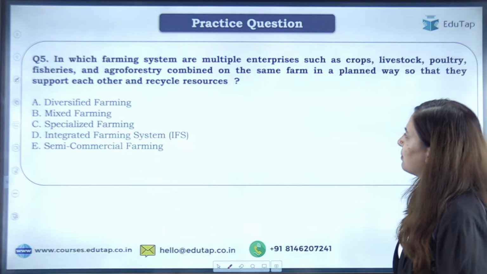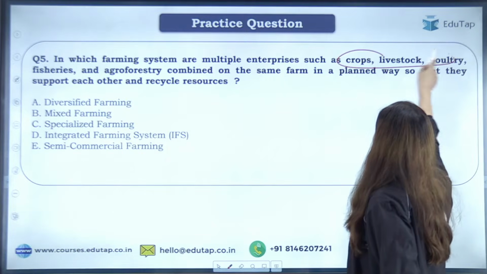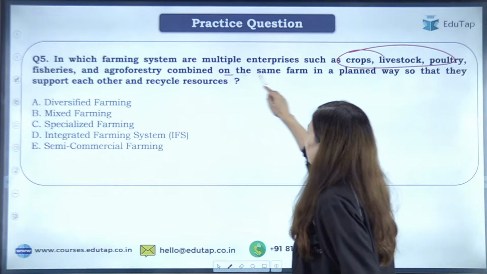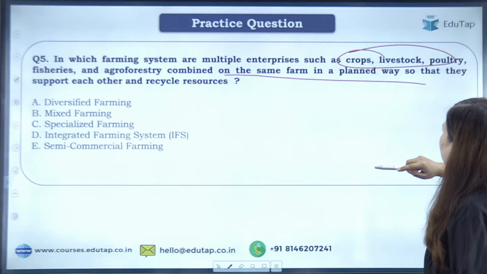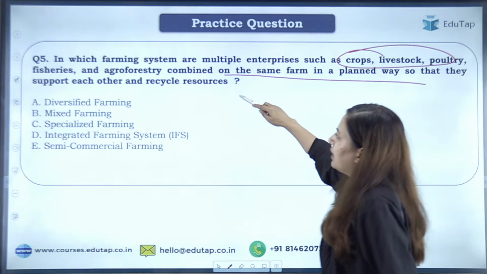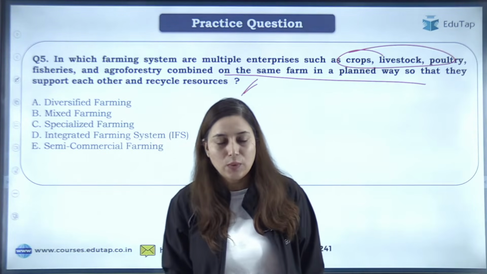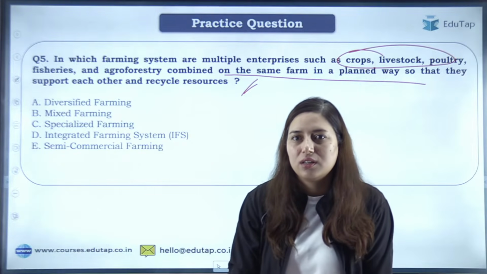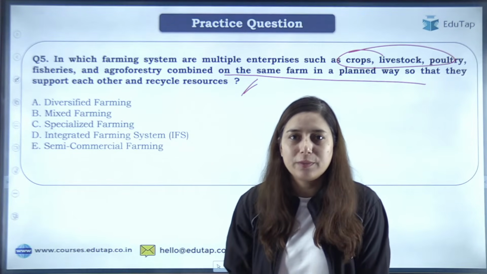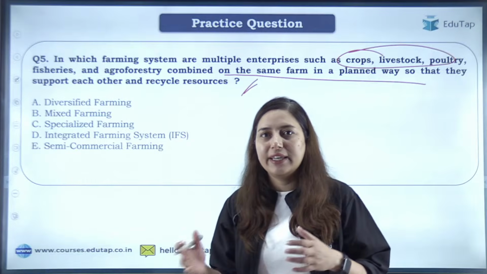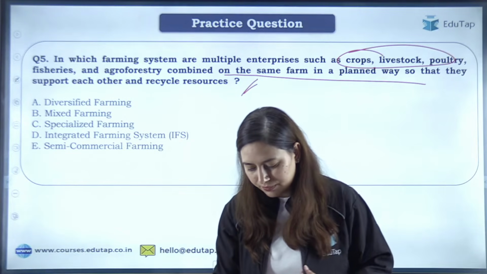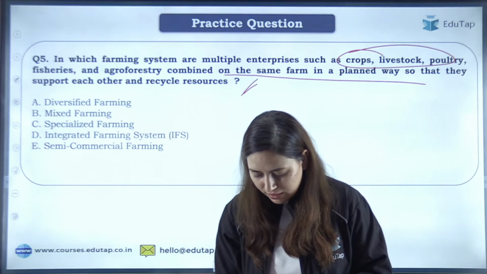In which farming system are multiple enterprises such as crop, livestock, poultry, fisheries, agroforestry combined on same farm in a planned way so that they support each other and recycle resources? Quickly give me the answer, okay? Still there are so many questions left, so we have to increase the pace. So please give me answer quickly so that I can proceed ahead.